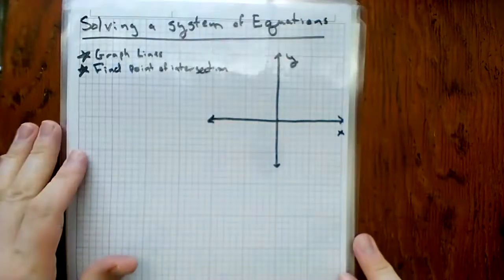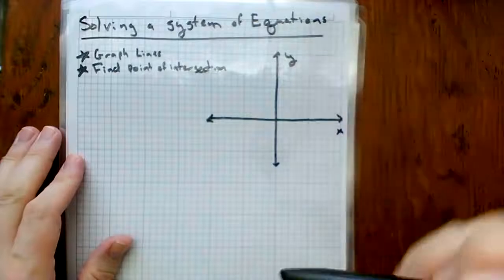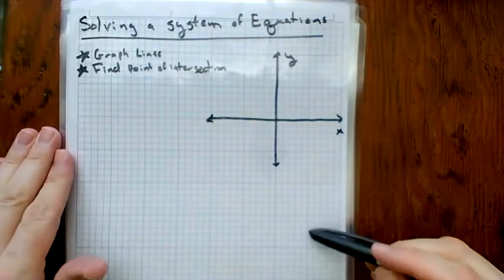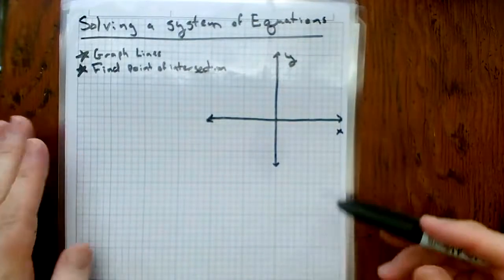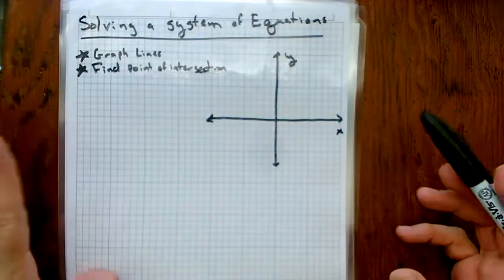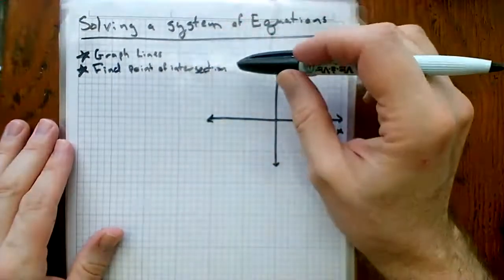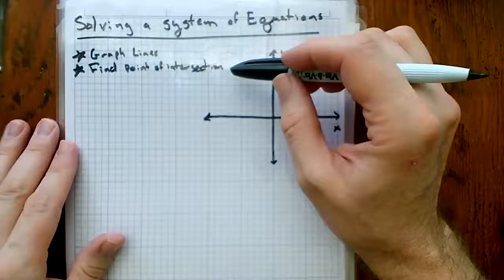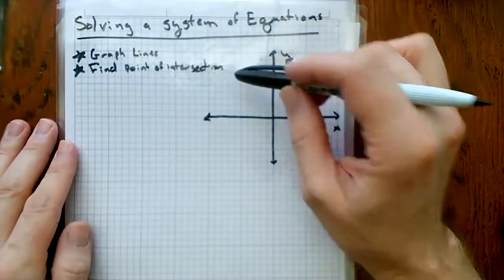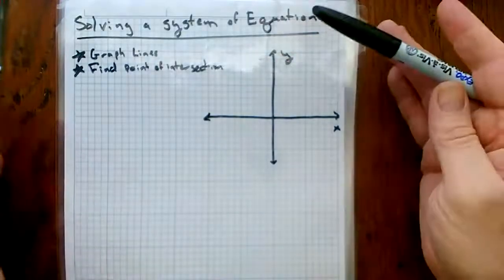Hello. We're going to be talking now about solving some systems of equations, and we're going to do that graphically. Now, solving graphically is fairly straightforward. The point of this is going to be graphing lines, and to find that solution, you're just finding your point of intersection. If your lines are parallel, there's no solution.